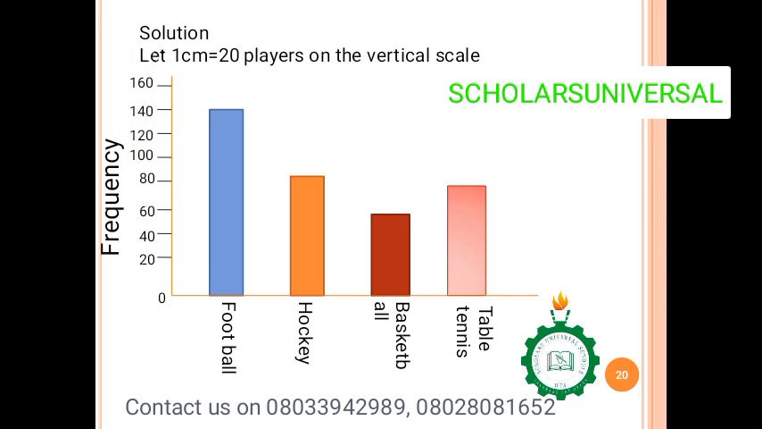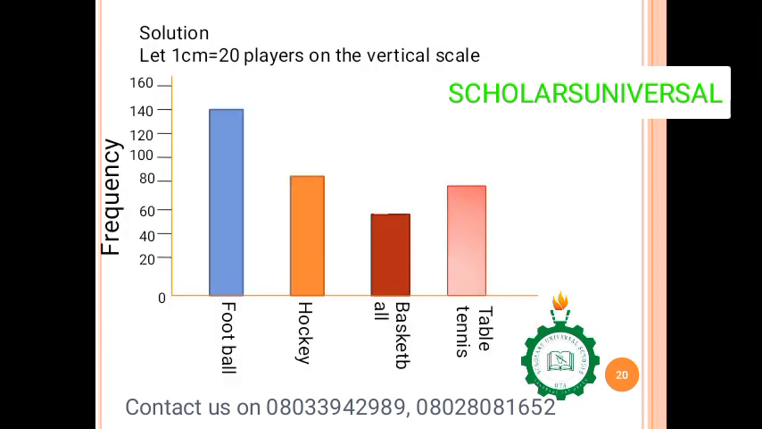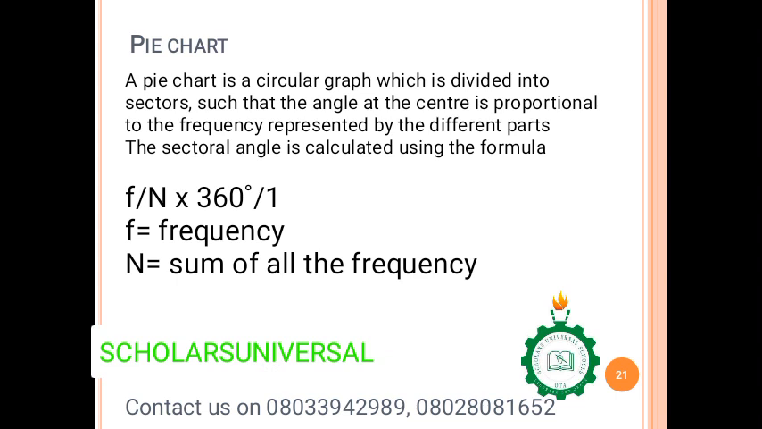Look at your scale. Just assume 1 centimeter to be equal to 20 players, and from there you look at the table. Come back to your table. For tennis, 70, you draw it. For basketball, you trace it to where 50 is. You draw your table. So that is all about bar chart. So let's move on to pie chart.